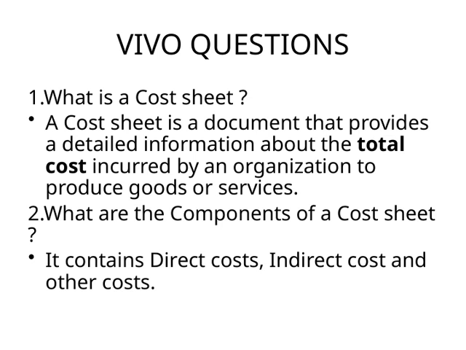Next, the second question asks about the components of a cost sheet. It mainly consists of three parts: direct costs, indirect costs, and other costs. Direct costs are those that can be directly traced to the product, like raw materials and labor. These are the costs you can assign specifically to each unit produced.